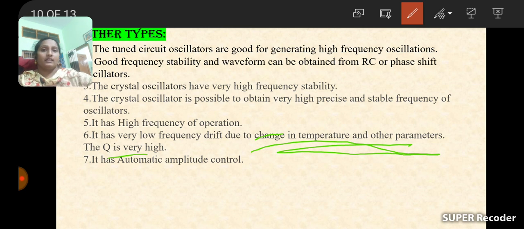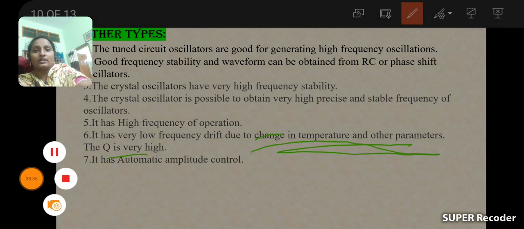It has automatic amplitude control. And this is about our applications of quartz crystal oscillators.